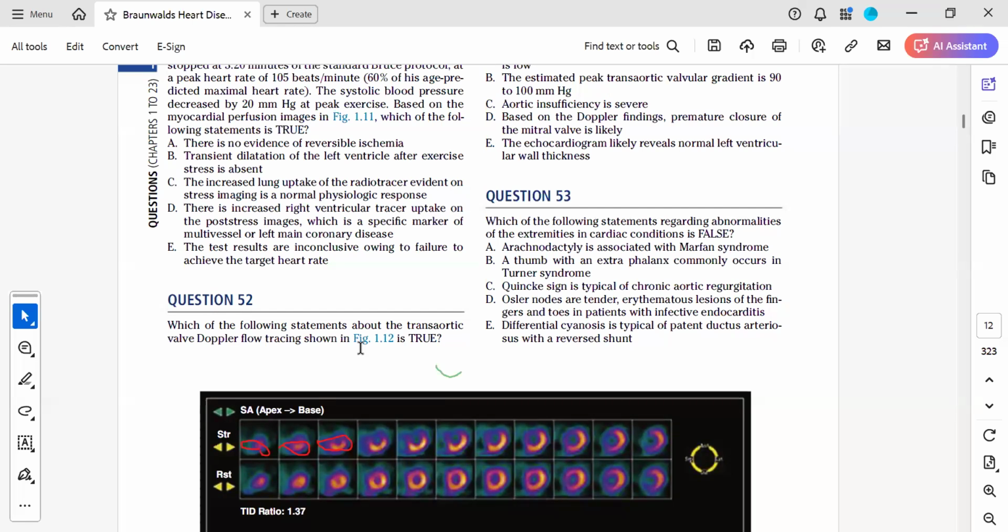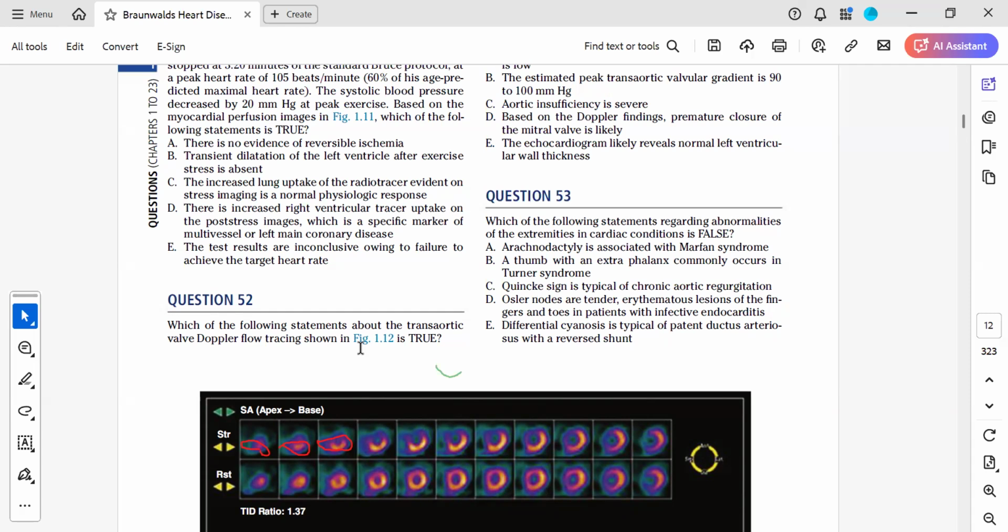D, there's an increased right ventricular tracer uptake on the post-stress image, which is a specific marker for multivessel or left coronary artery disease. I had explained before that involvement of the right ventricle is a marker of either a multivessel disease or extensive left main coronary disease. Then that's why that is true.